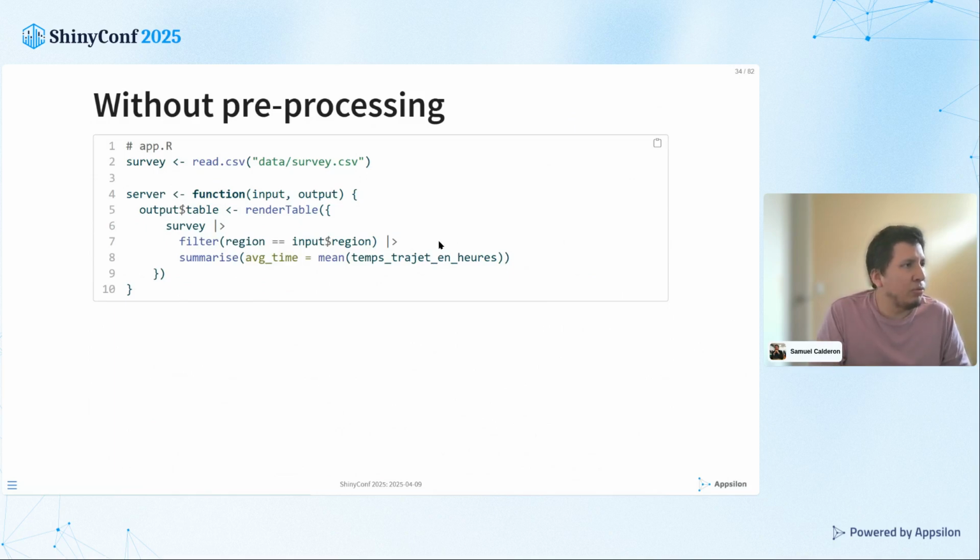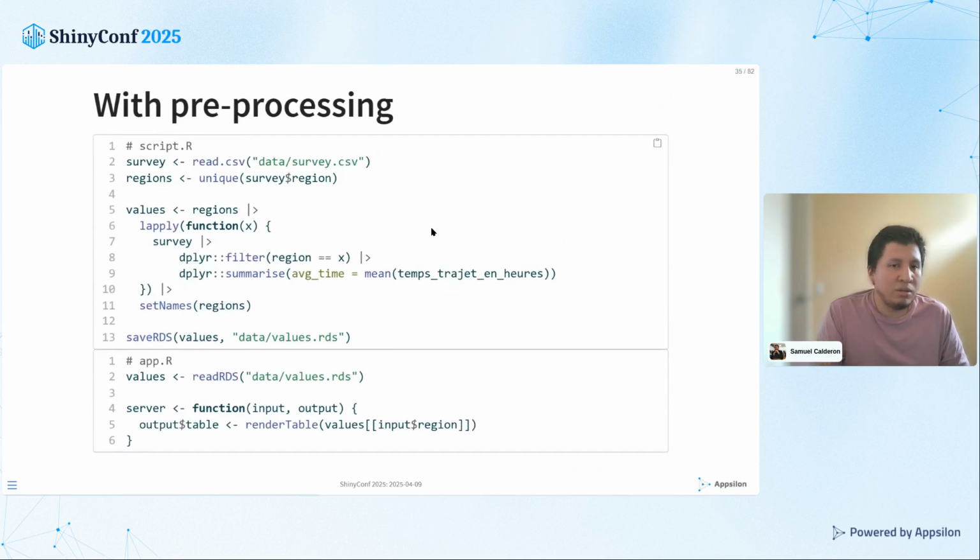So what can we do? When we pre-process this data, we can do the following. We can get the survey, we can read the whole data set. Then we can get the unique values for the region, which are the list of available options, but unique, without repetitions. And on this regions list, we can iterate a function. And this function will actually pre-compute the summary value we wanted, basically for each region, right?